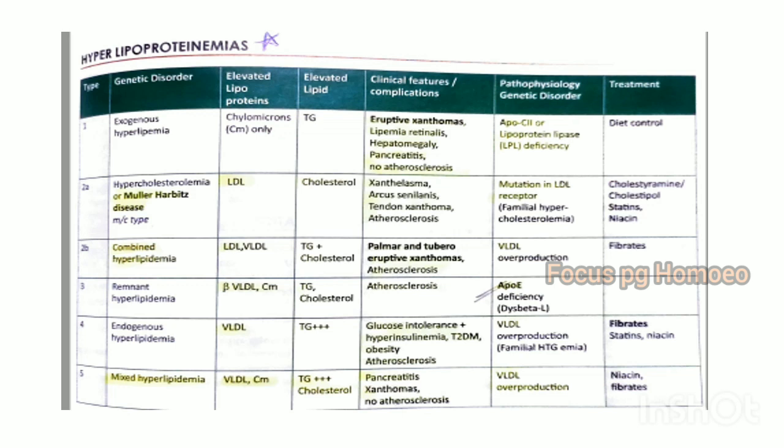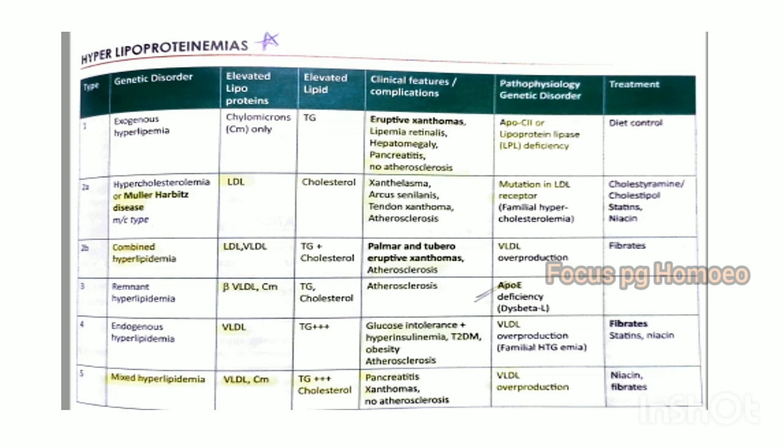Next is hypercholesterolemia or Müller-Harbitz disease. It is the most common type. Elevated are LDL, low density lipoproteins, and the elevated lipid is cholesterol. Patient presents with xanthelasma, arcus senilis, tendon xanthomas, and atherosclerosis. The mutation is in the LDL receptor.